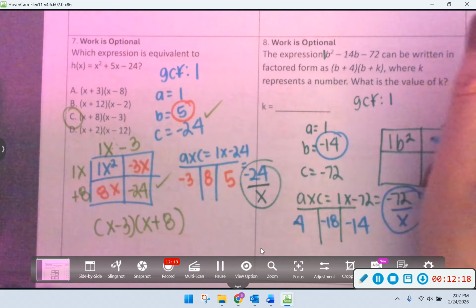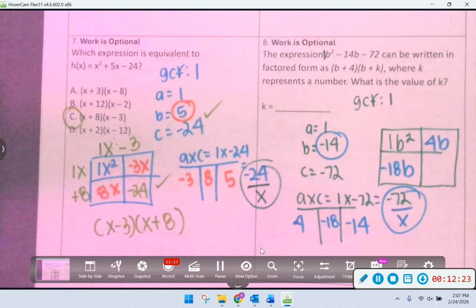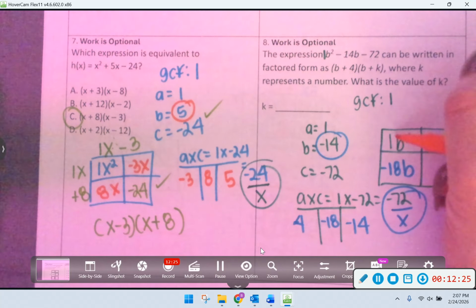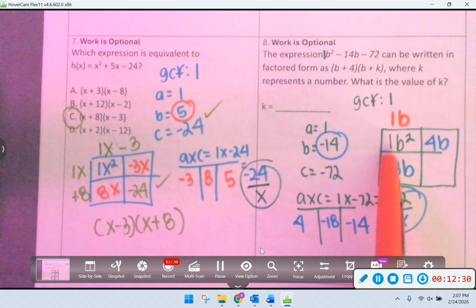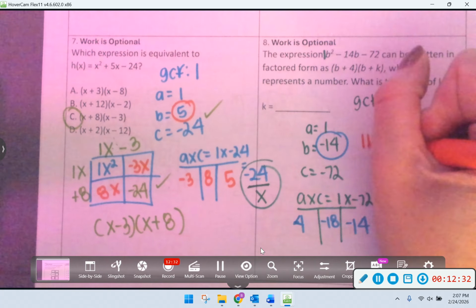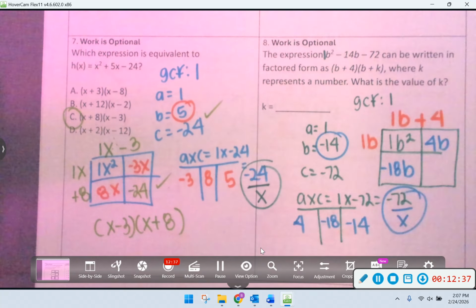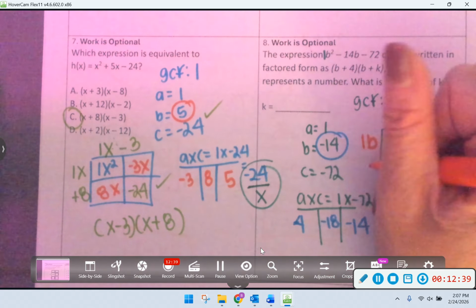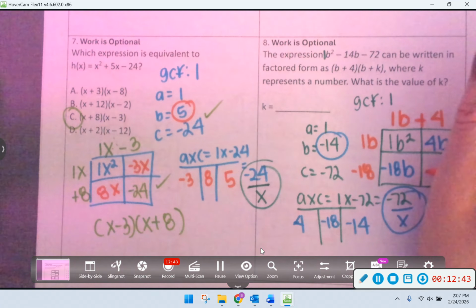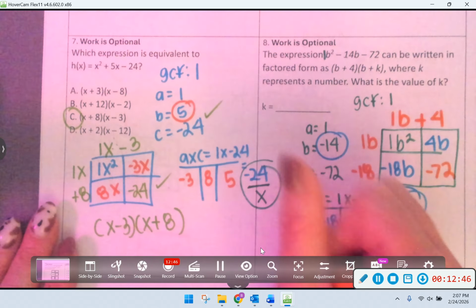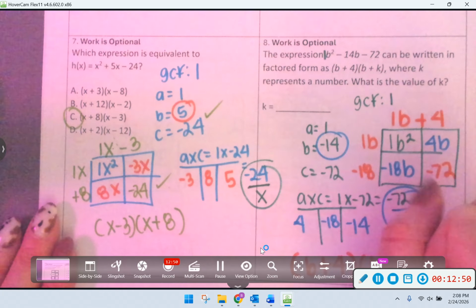So I'm going to put positive 4b and negative 18b. All right. 1 and 18, their GCF is 1, so we're going to do 1b. GCF of 1 and 4 is going to be 1b. What times 1b gets me 4b? Positive 4. What times 1b gets me negative 18b? Negative 18. Negative 18 times 4 is going to get me negative 72. So let's write out our answers. B plus 4, b minus 18.